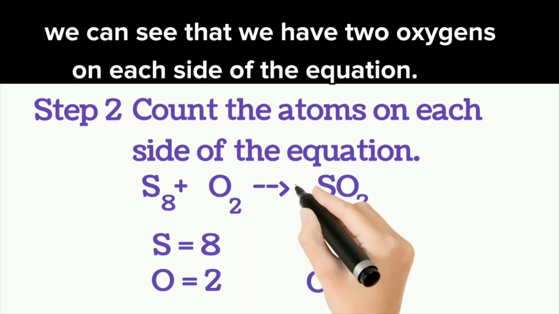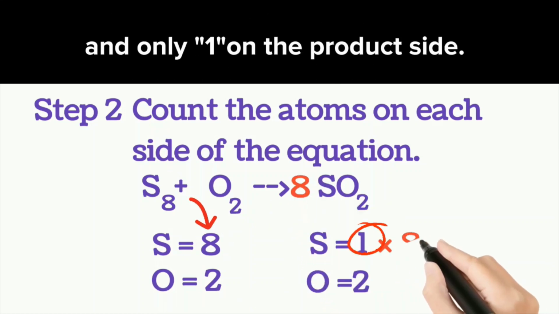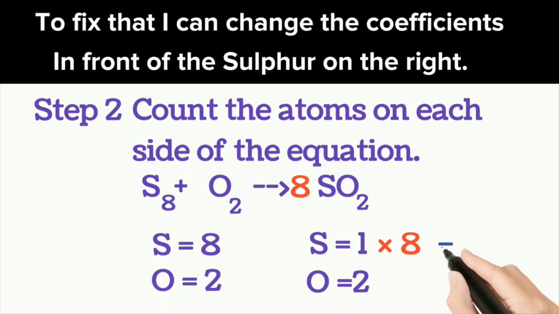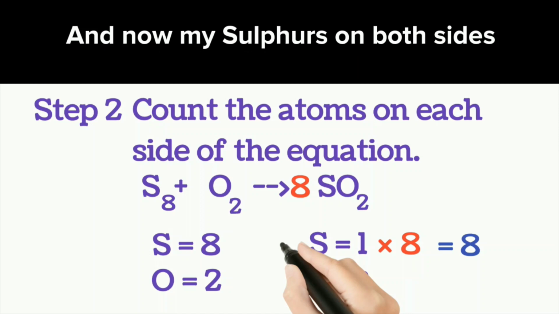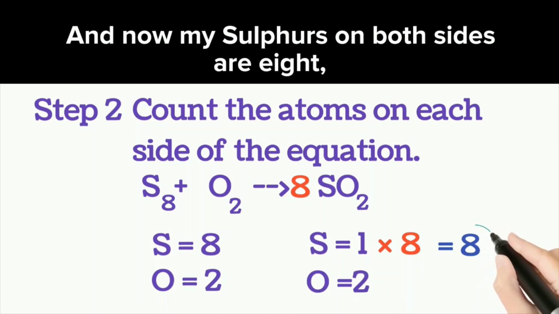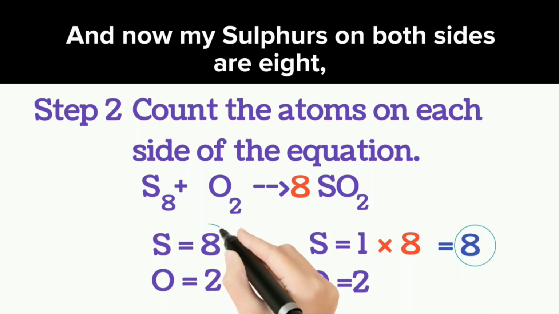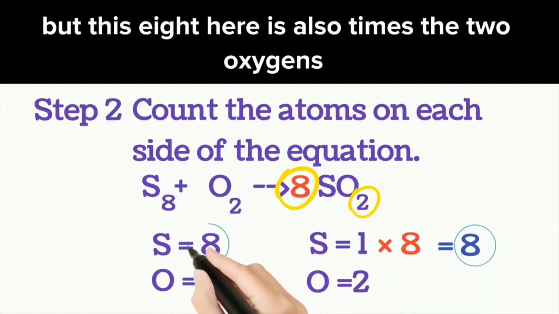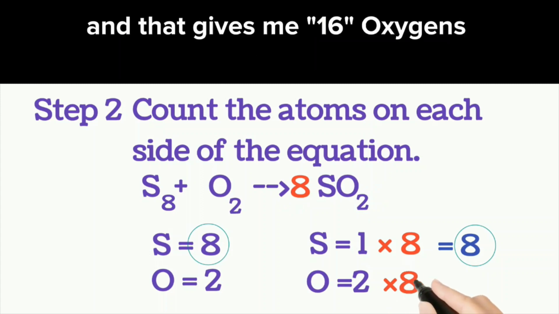Oxygen on both sides is fine. Sulfur atoms, we have 8 on the left side, only 1 on the right. To fix that, I can only change the coefficient. If I put 8 in here, that means 8 times the 1 sulfur will give me 8 sulfurs. Now my sulfurs on both sides are 8. But this 8 also multiplies the 2 oxygens. That gives me 16 oxygens.